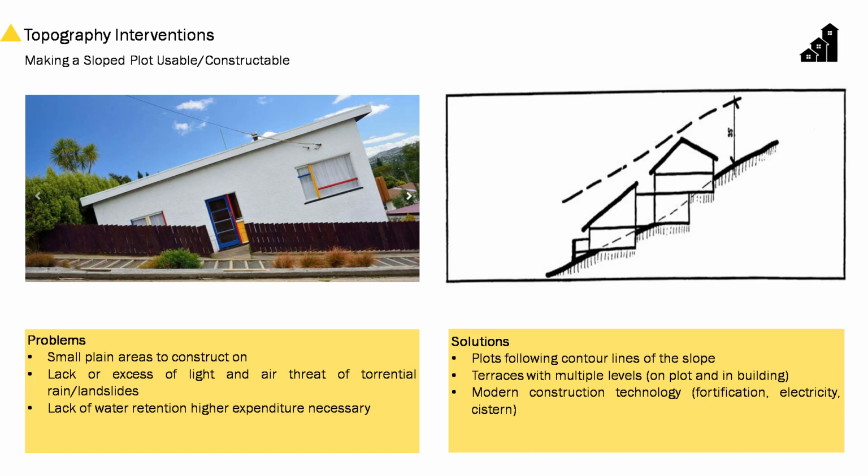Constructing on a slope brings the problem that the area that is plain and buildable is too small. Further problems can be the lack or excess of sunlight and airflow in the house, and the threat of landslides. Possible solutions for these issues are a plot layout that follows the contour lines of the slope, terraces in the terrain and within the building, and the use of modern construction technology.